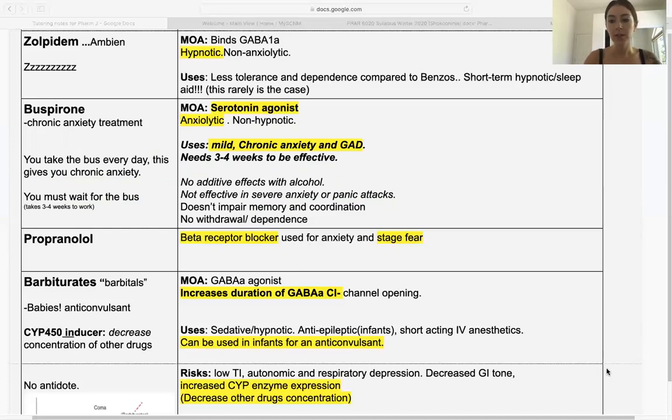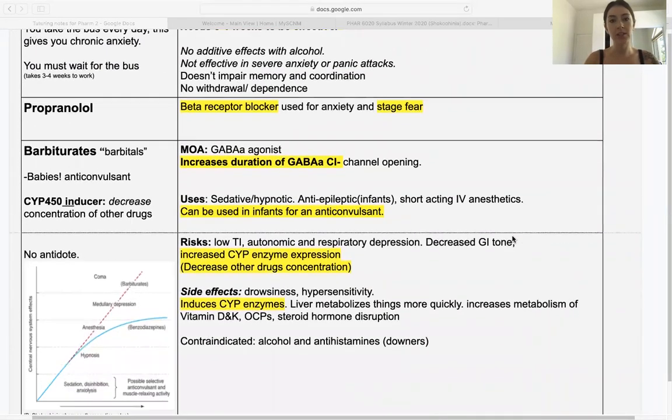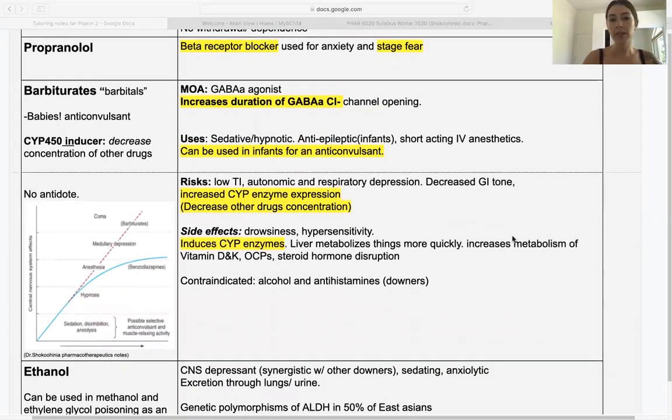Propranolol. At this point, you've probably seen propranolol a couple times. It's important to know. It's a beta receptor blocker, so it's an antagonist, and it's used for anxiety and stage fear. Those are its main uses.